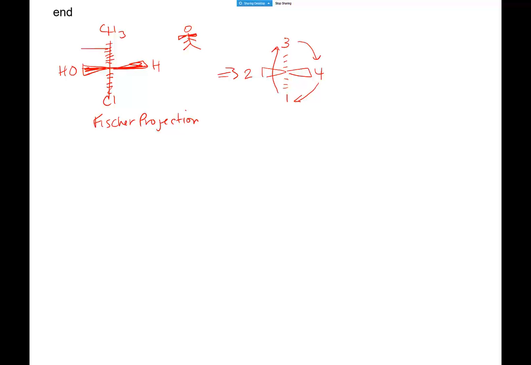If I did that, then 2 will not move, 4 goes down here, 1 comes up here, 3 goes there. 4 is now on a dashed wedge, so it's away from me. So now I don't worry about it, I just go from 1 to 2 to 3, and it's counterclockwise, and so that configuration is S, and so the original molecule's configuration is S.